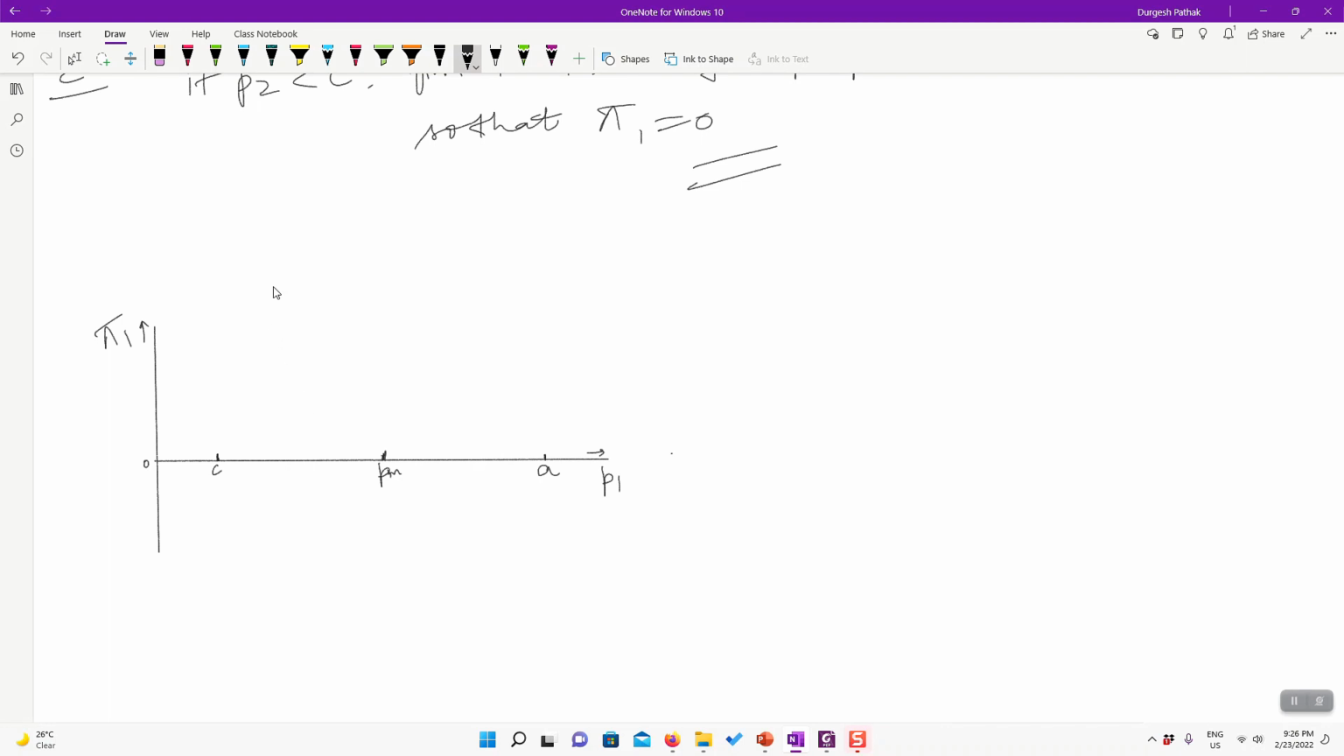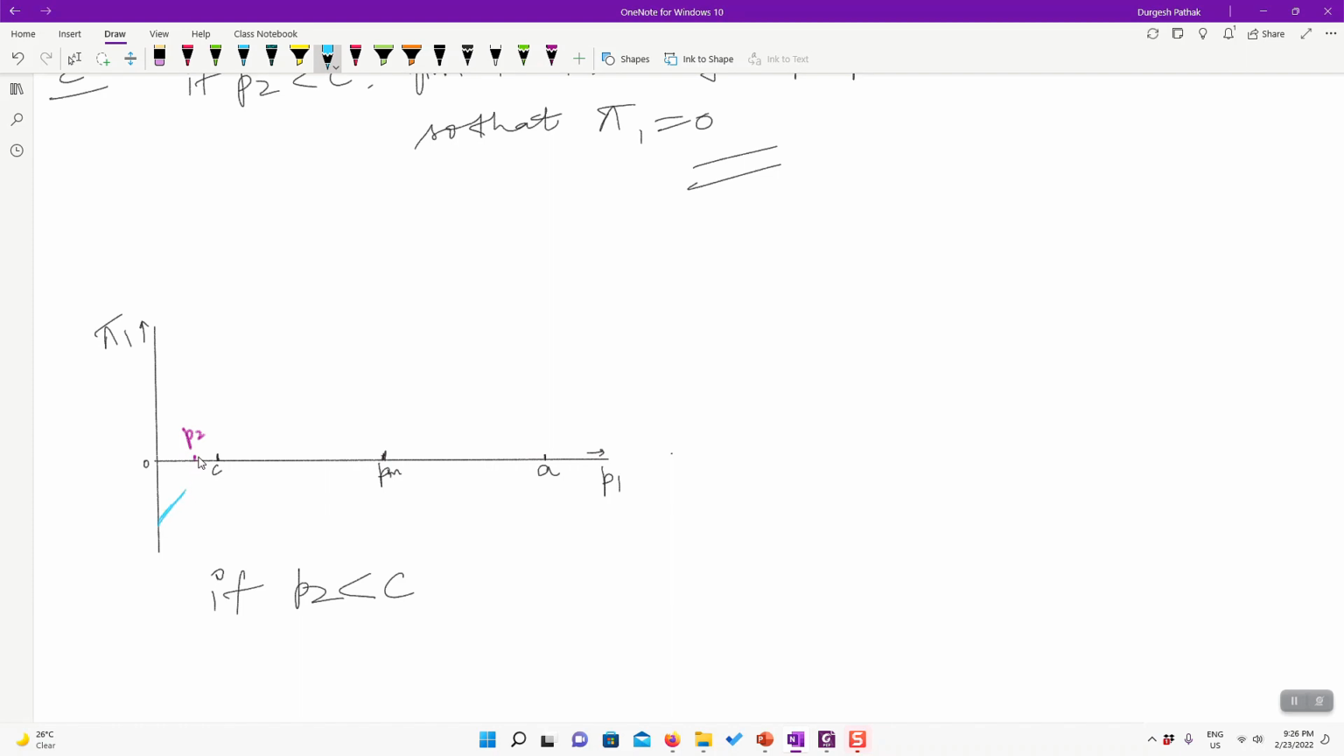So this is the case where Pj or P2 is less than C. It means my P2 should be somewhere here, anywhere to the left of C. So suppose that this is Firm 2's price P2. Now see what is happening. I am plotting Firm 1's profit function with blue color. So what happens if Firm 1 charges any price less than P2, that will be to the left of P2, this portion, it will earn negative profit. So you will start with a negative profit like this.